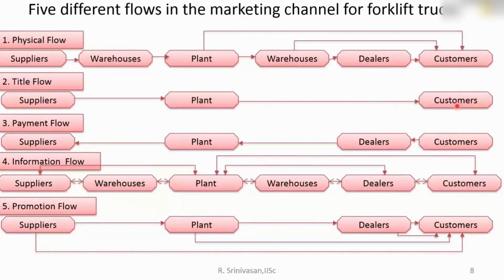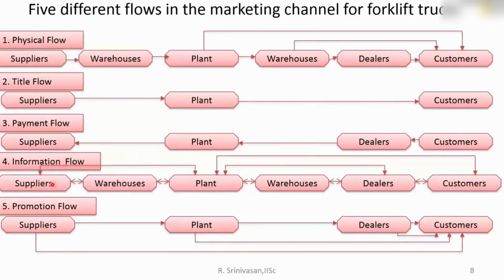The third is the payment flow. How does the payment flow go? Customers pay the dealers. The dealers pay the plant, in turn the suppliers. So it is the reverse order. The fourth flow is the information flow.